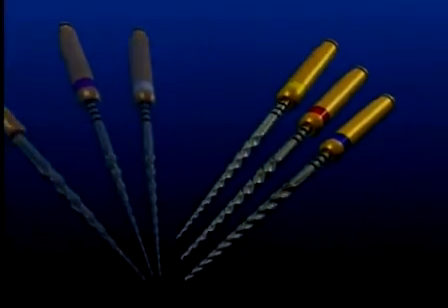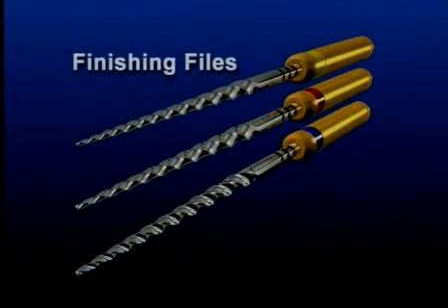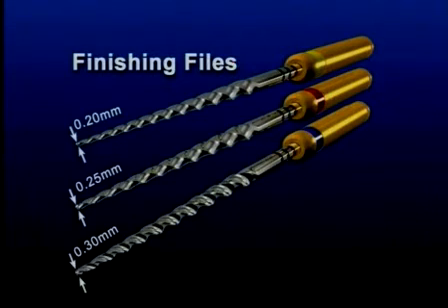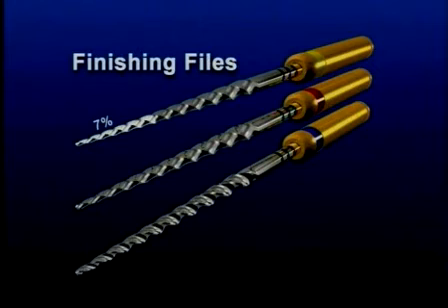3 finishing files have been developed to address the obvious variations in cross-sectional diameters that canals exhibit in their apical 1/3. The finishing instruments have D0 diameters of 0.20, 0.25, and 0.30 millimeters, and between D0 and D3 they taper 7, 8, and 9% respectively.